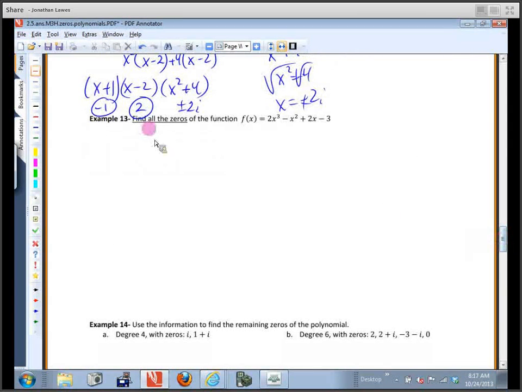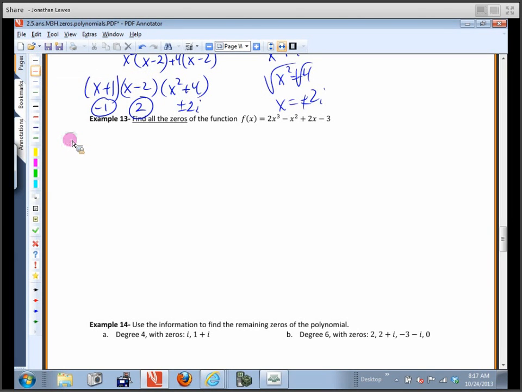Okay, this one says find all the zeros. Does it specify real? Nope. So that means we're going to find all of them. How many are there going to be? There are going to be 3. We're going to find all 3 of them. Okay?